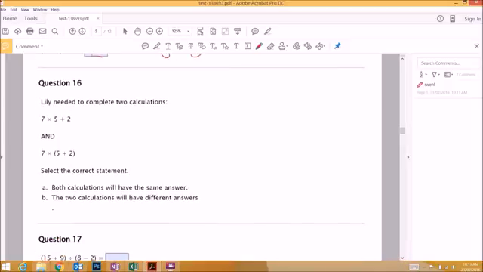Lily needed to complete 2 calculations, 7 times 5 plus 2 and 7 times bracket 5 plus 2. Select the correct statement. Both calculations will have the same answer, or the 2 calculations will have different answers. That one's correct. Because in this one you have to do the multiplication first, in this one brackets make you do the addition first, which gives you a different answer.